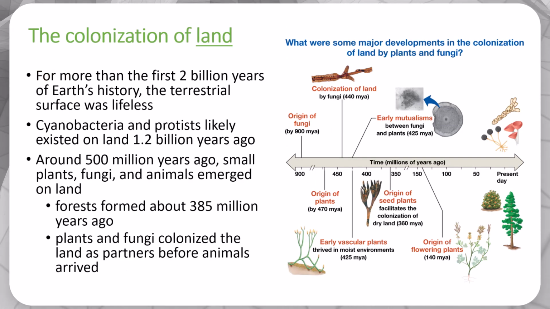So with the colonization of land, for more than the first 2 billion years of Earth's history, the terrestrial surface was actually lifeless, which is sort of hard to imagine considering what it looks like now, but it was lifeless. Cyanobacteria, which are those photosynthetic bacteria, and protists likely existed on land about 1.2 billion years ago, and around 500 million years ago, small plants, fungi, and animals emerged on land. Forests formed about 385 million years ago, and plants and fungi colonized land together as partners before animals arrived on land.